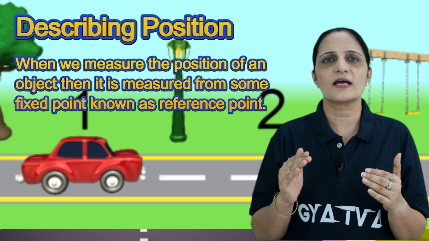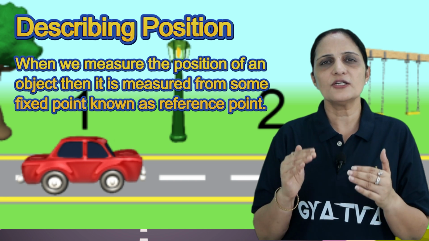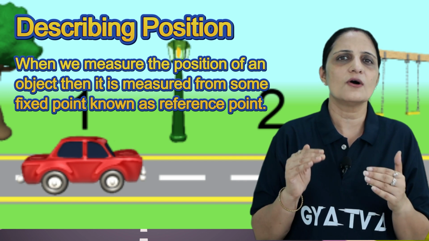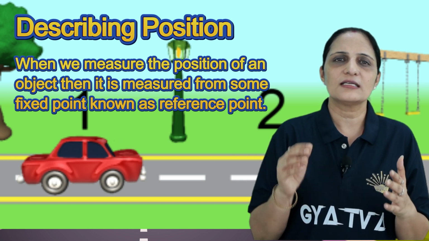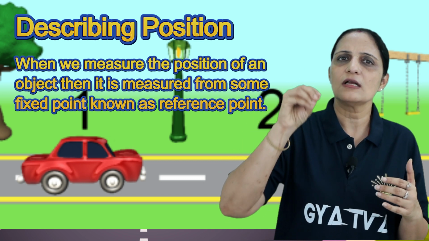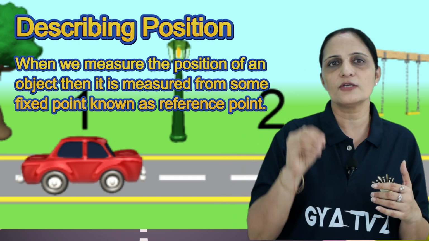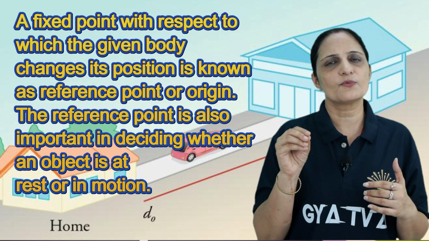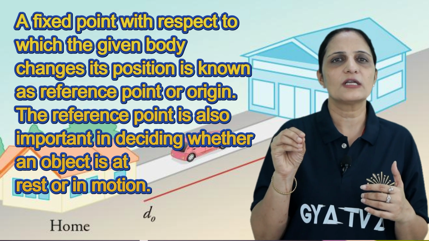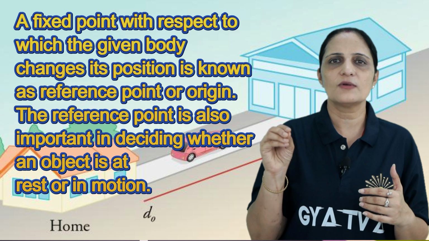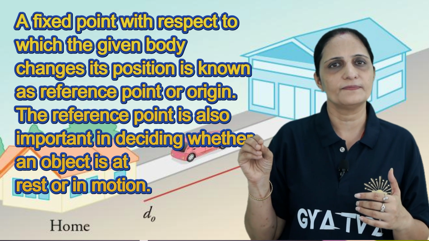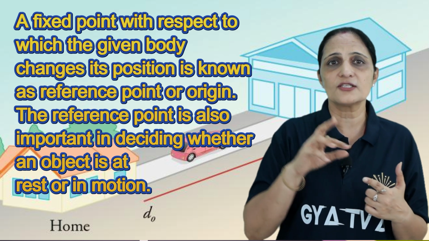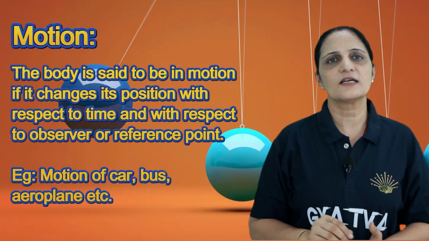Next is, how do we describe motion? Now when we measure the position of an object, it is measured from some fixed point which is also called a reference point. For example, if you start walking from your house, your house would be taken as your fixed point or the reference point. So what is a reference point? It's an important definition. A fixed point with respect to which the given body changes its position is known as the reference point or origin. The reference point is also important in deciding whether an object is at rest or is in motion.